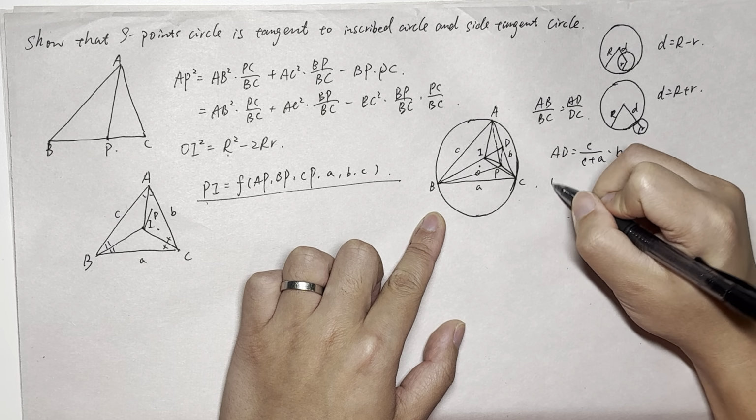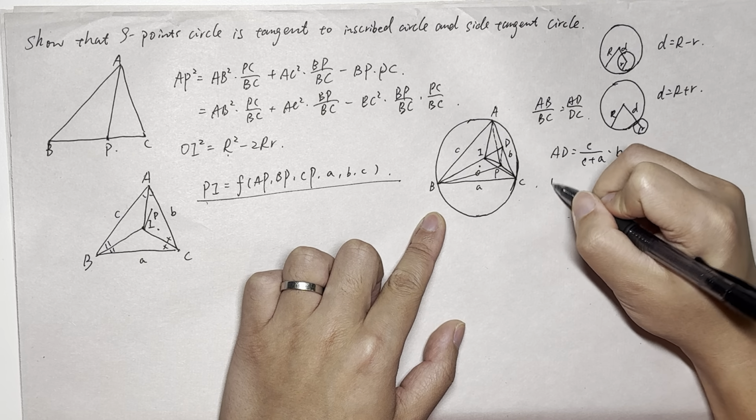Right, this should be very straightforward. Then we know the PC, we know the AP, we know the ratio of AD to AC, right? AC is B, so AD to AC is C to C plus A. DC to AC is A to C plus A, right? So we know all these ratios, so we should be able to calculate PD square.